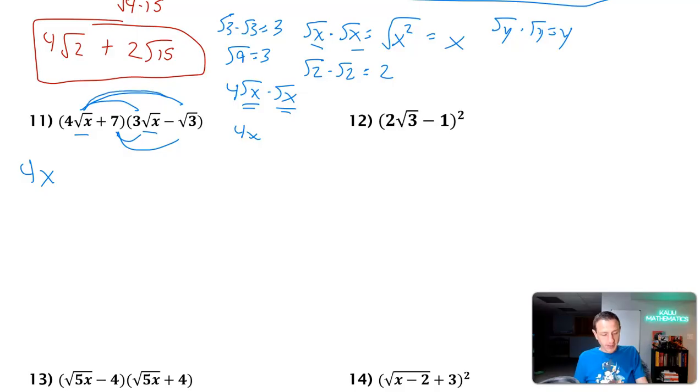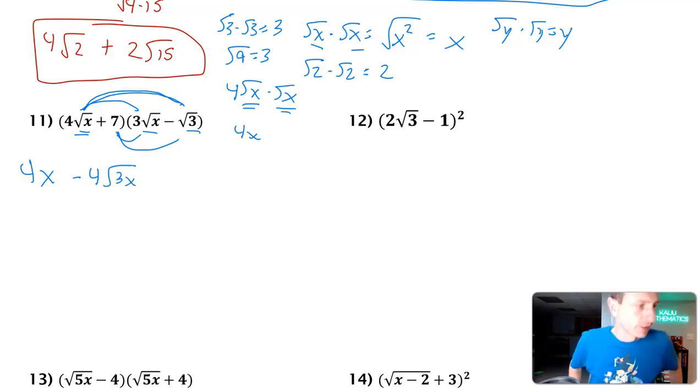4 root x times the square root of 3. So those are not the same. That's not like x times x like it was before. This is x times 3. So this is going to become 4 square root of 3x. 3 times x is 3x, so there's no clean little simplification that can be made there. You just have to multiply 3 and x, which is 3x.